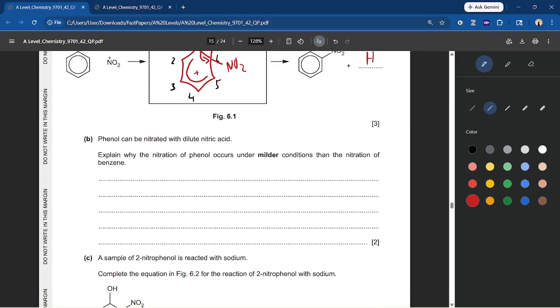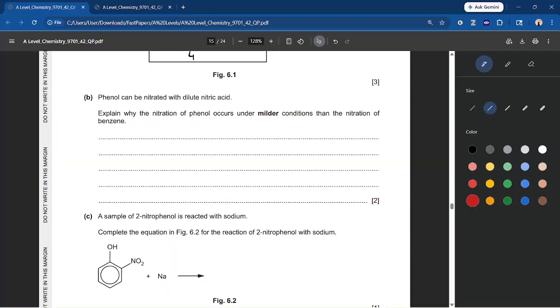And you're going to release one H+. Very simple. Phenol can be nitrated with dilute nitric acid. Explain why the nitration of phenol occurs under milder conditions than the nitration of benzene.